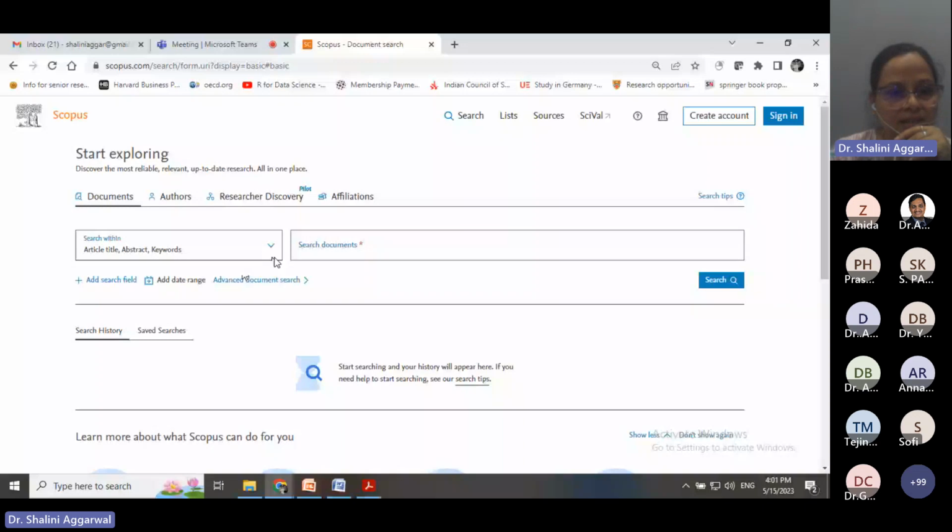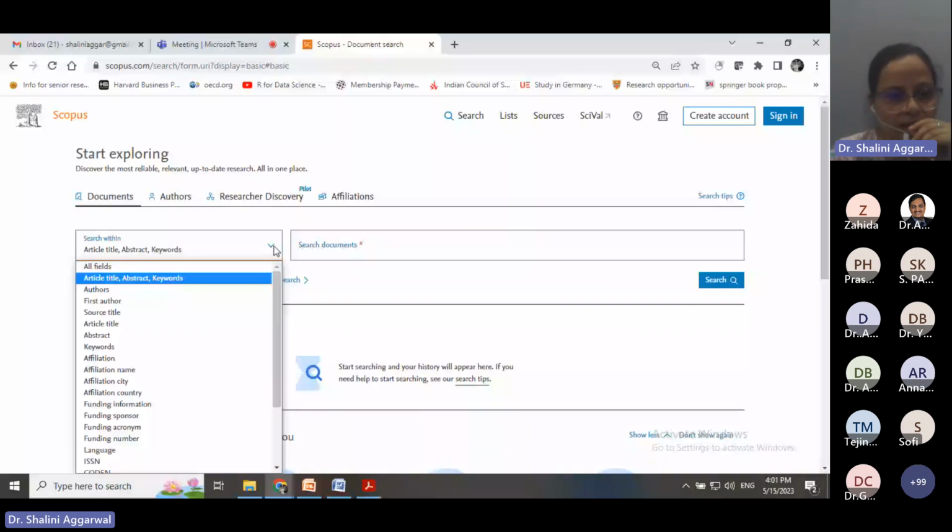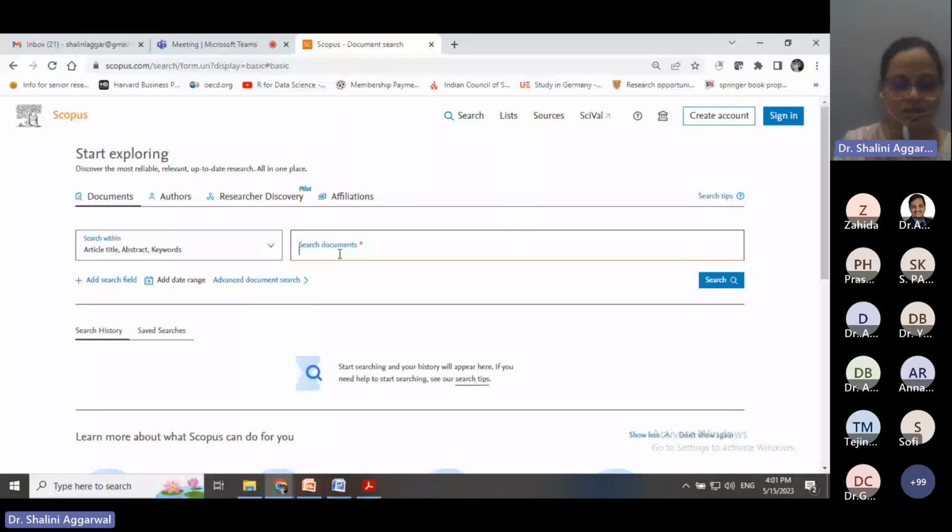So here there are different options. Can you see the options in the Scopus database that talk about article title, abstract, keywords? You can search for this keyword. You can search with the help of authors, first author, source title, and many things, right? So let's go for article title, abstract, and keywords. So what is a topic? What is a research question here? Let's say impact investing.